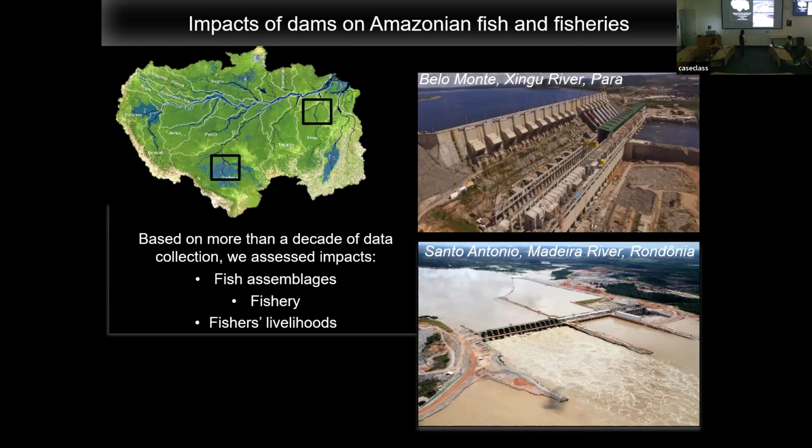And they were specifically built in the Xingu River in the eastern Amazon and in the Madeira River in the western Amazon. So the Belo Monte Dam complex in the Xingu, and the Santo Antônio and Jirau Dams in the Madeira River. I'm going to do this based on more than 10 years of data collection and collaborations that I'm going to highlight in a minute. And I'm going to discuss the impacts of these dams on fish assemblages, fisheries, and fishers' livelihoods.